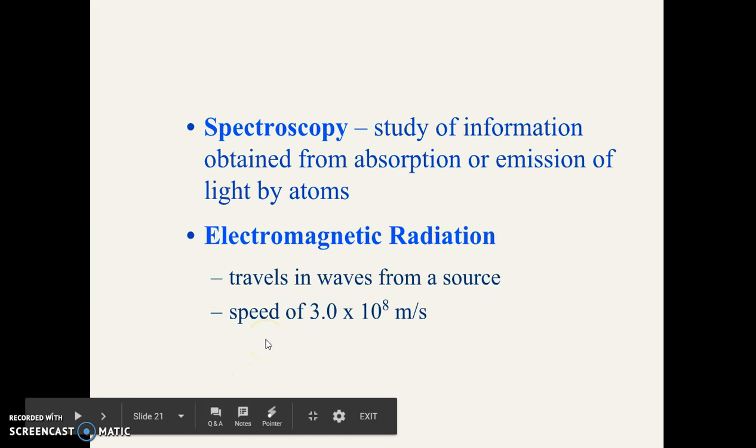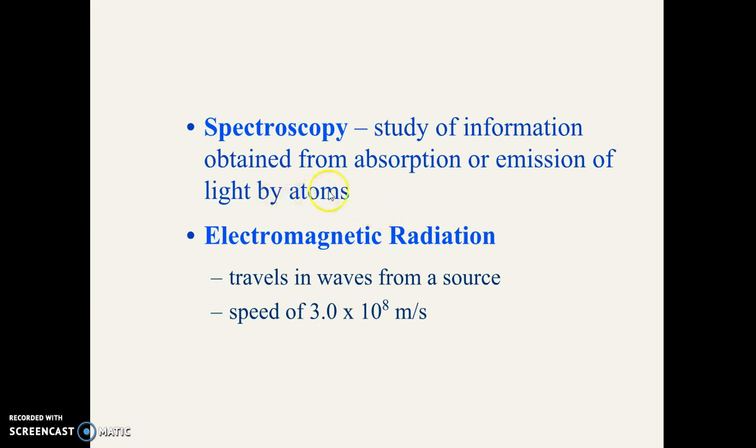The speed of light is 3.0 times 10 to the 8th meters per second, so that's how fast that light is traveling. All the light sources travel at that speed. And you can use the light that's coming off of the atom to tell where those electrons were. So I'll give you a really awesome drawing of this in class.